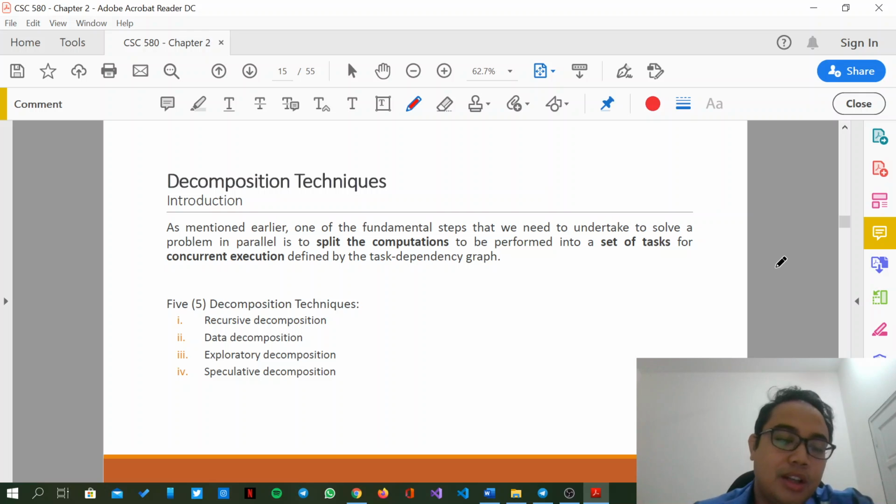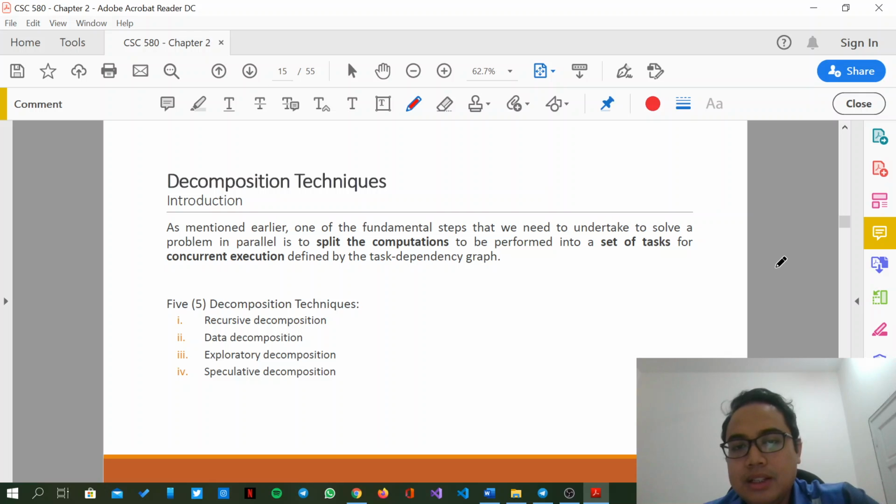Okay, so decomposition technique ada 5 different decomposition techniques. Okay, the first one is recursive decomposition, and the second one is data decomposition. The third one is exploratory decomposition, and the fourth one is speculative decomposition. Why is the fifth one not stated in the slide? It's not stated in the slide.